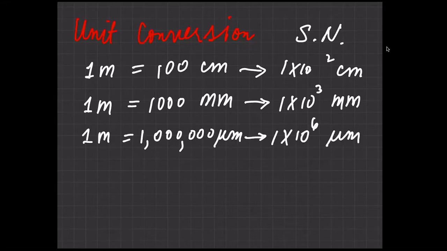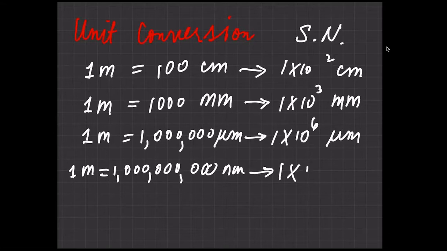And you can have an even smaller unit, but it will be harder to write in terms of nanometer. That's a lot of zeros. Better to write it in scientific notation: 1 times 10 to the 9 nanometer. So these are your unit conversions within a unit, like from meter to centimeter and to millimeter and so on.